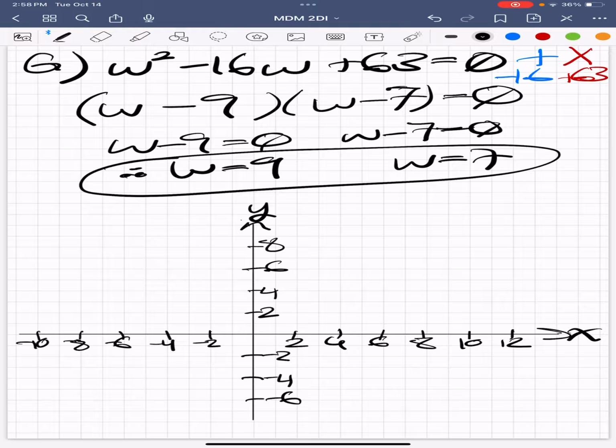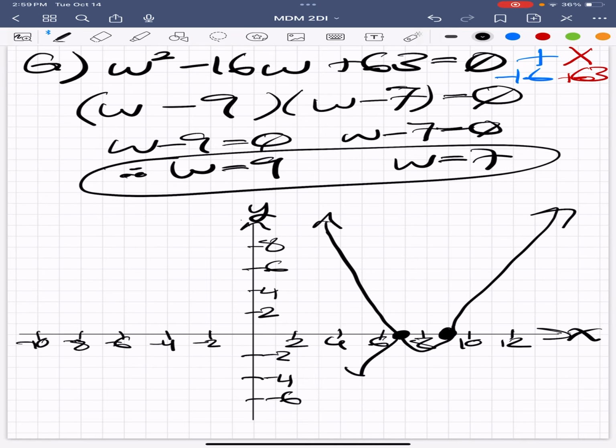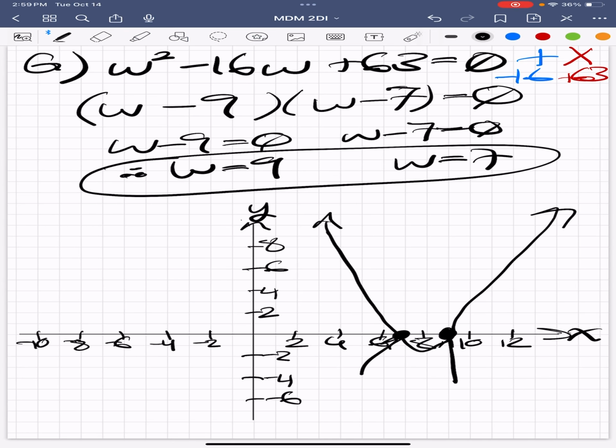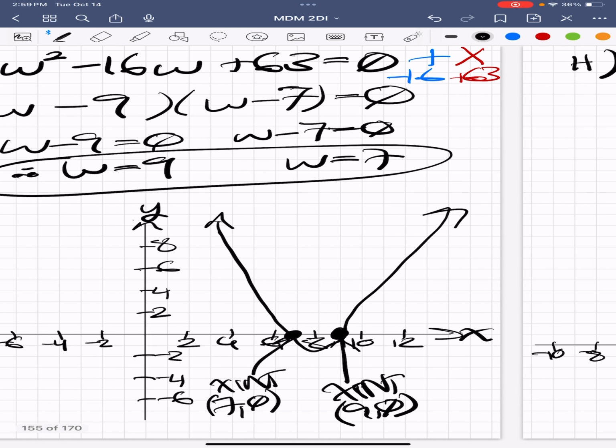And then we have 9 here and 7 here. And then we have our x-intercepts. X-intercept would be 7, 0. X-intercept would be 9, 0. So yeah, that is G.